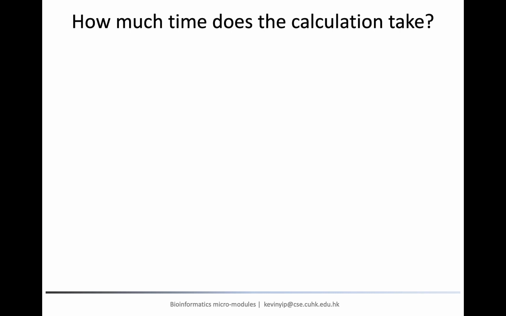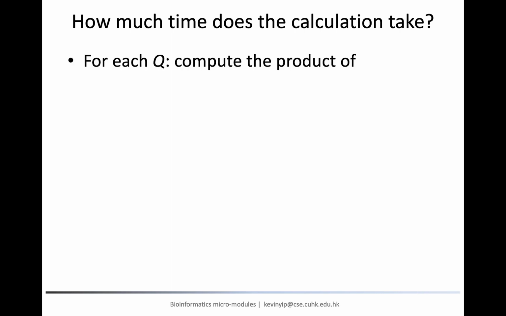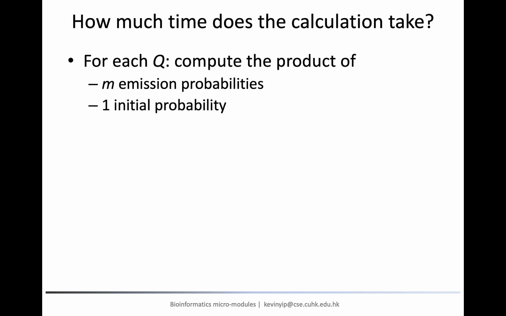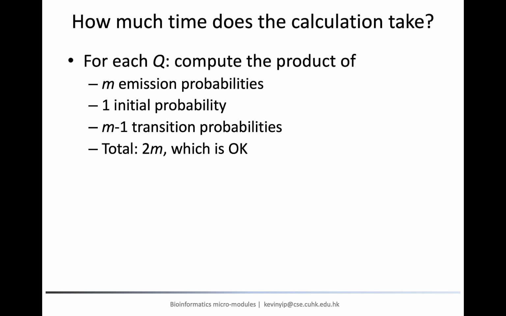Before we end this module, let's analyze the amount of calculations required if we solve the problem in the brute force way that we just described. First, for each possible state sequence Q, we need to compute the product of M emission probabilities, where M is the number of observations, 1 initial probability, and M-1 transition probabilities. This means in total, we need to compute the product of 2M terms, which is linear with respect to the length of the observation sequence.